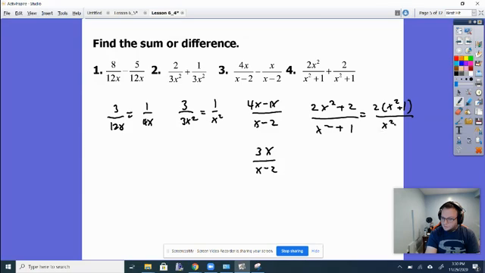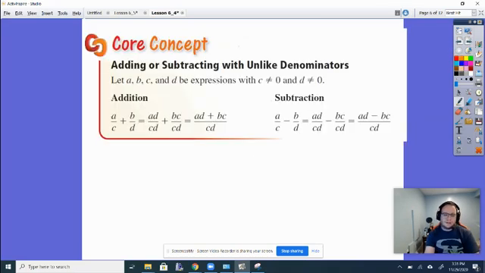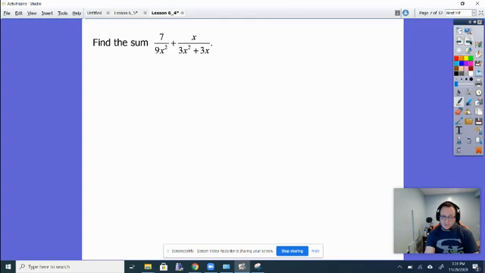And then x squared plus 1 cancel, and I'm left with 2. Okay, so that's kind of the goal here. And if our denominators are nice, they're already the same, that's not too bad. It's when they're not the same that we have issues, and we need to get them to be the same.